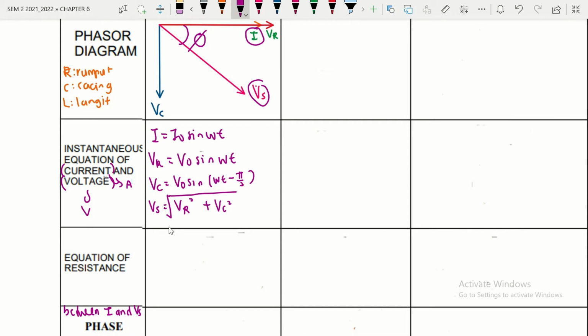Okay, so these are the instantaneous equations of current and voltage across the resistor, capacitor and also the supply voltage. Alright, so for the voltage across the capacitor, you can also write it in the form of cos, which you should get negative V0 cos omega t. But you must write it in sin. So if you want to see it in cos, you can refer to the previous table. And okay, now, what about the equation of resistance?